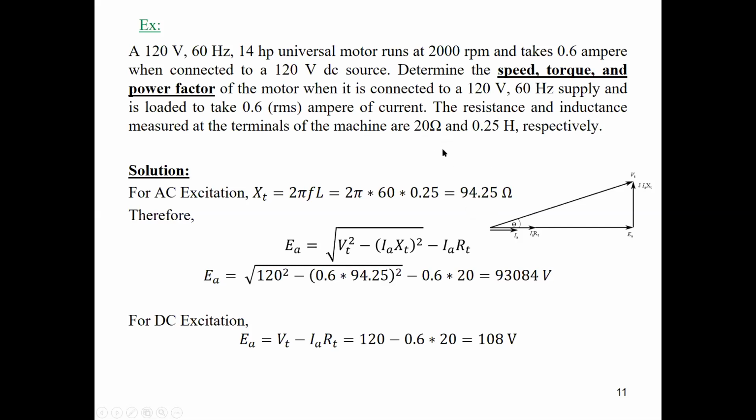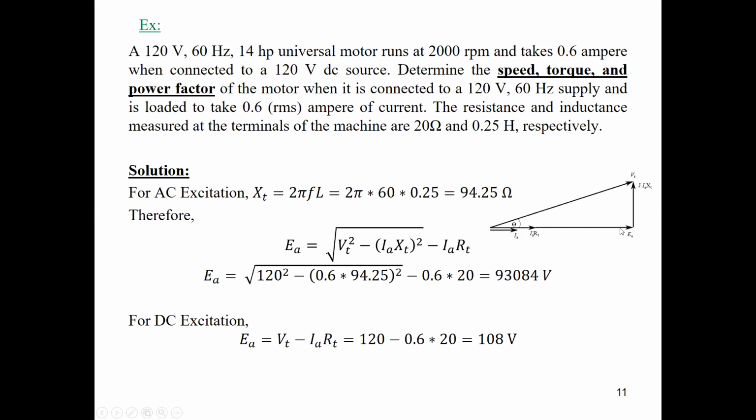In order to get the speed for the AC excitation, we need to compare the EMF for both DC excitation and AC excitation. Let's start with AC excitation. We have total reactance equal to 2 pi f multiplied by L. So 2 pi times 60 multiplied by 0.25 henries. You will find the reactance of 94.25 ohms.